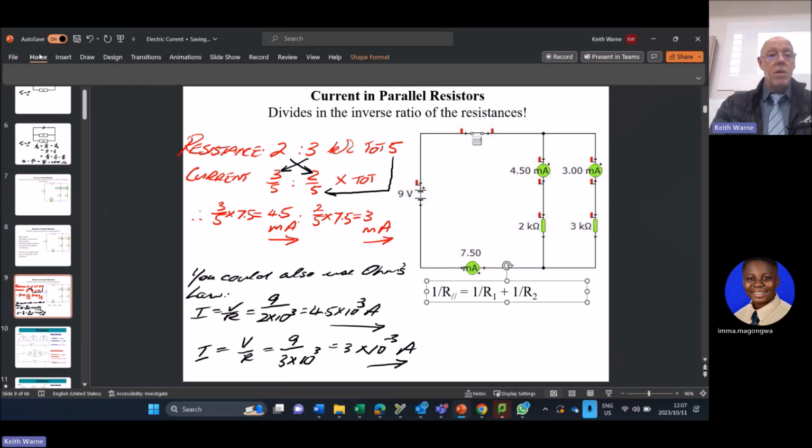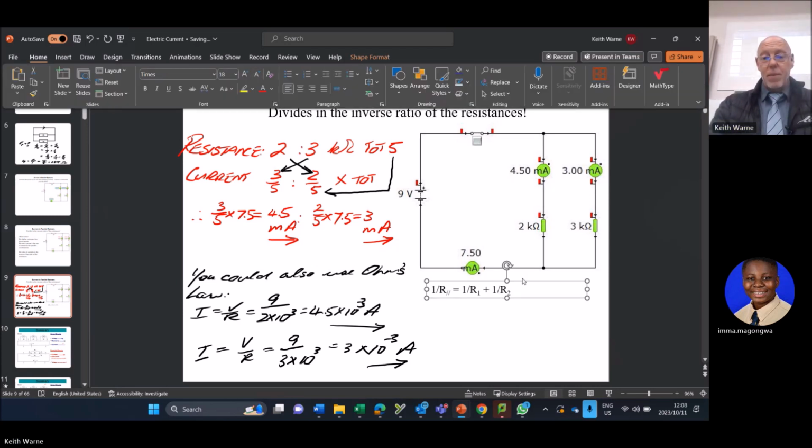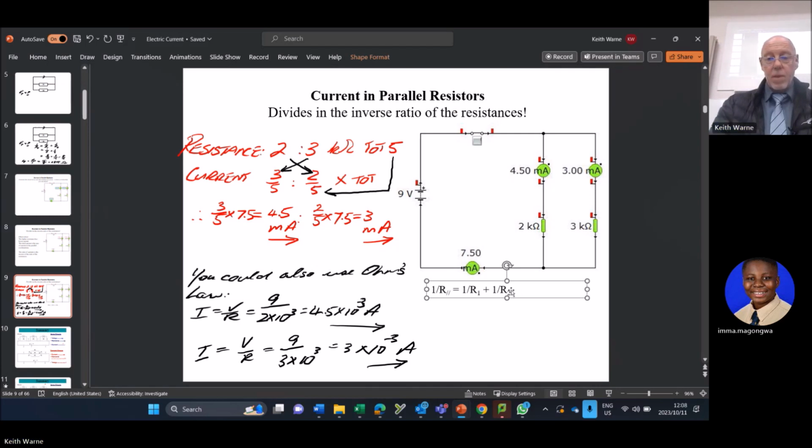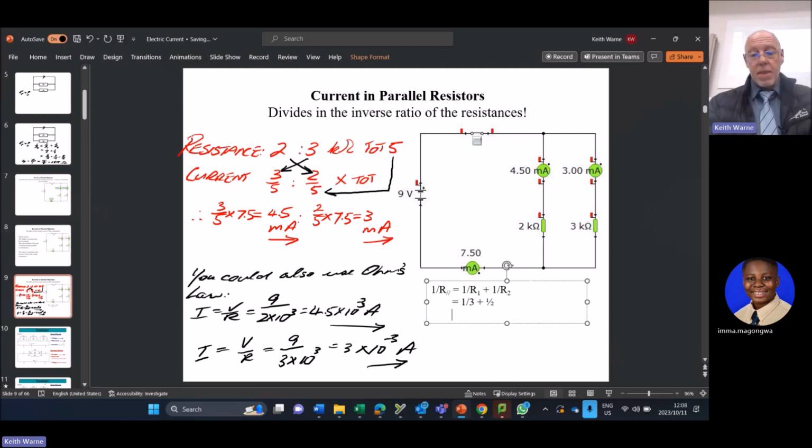Gentlemen? Agree? Good. Now, doesn't that mean that's going to be equal to 1/3 plus 1/2, right? And those are kilo ohms. What's 1/3 plus 1/2? Isn't that going to be 5/6? So how much is R parallel going to be?